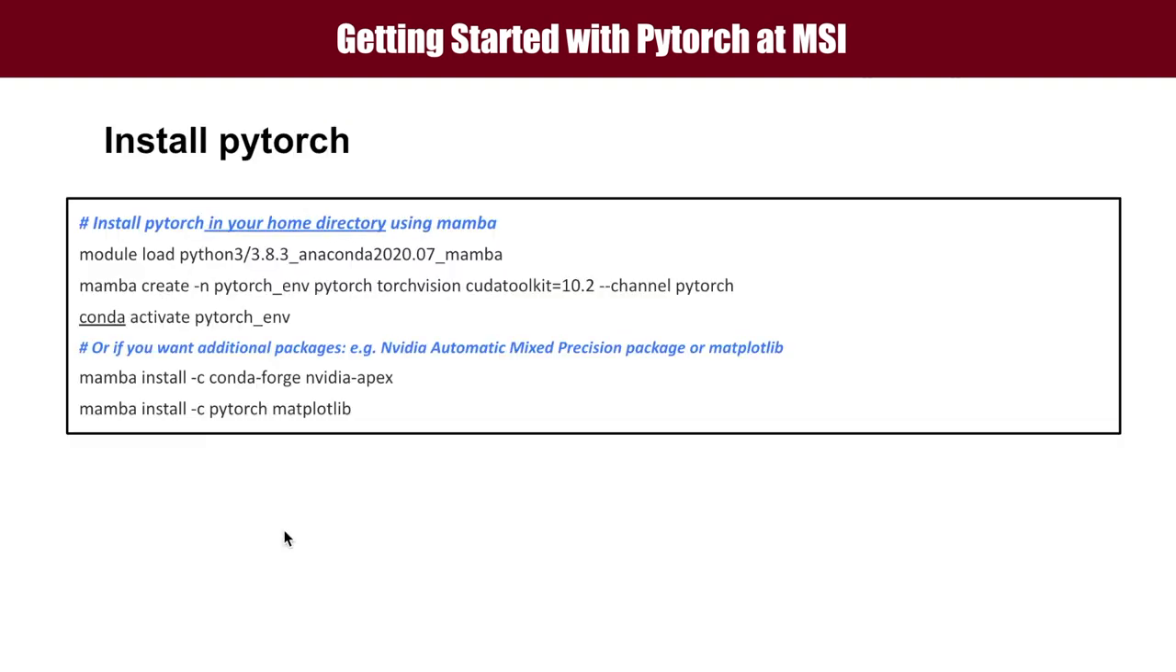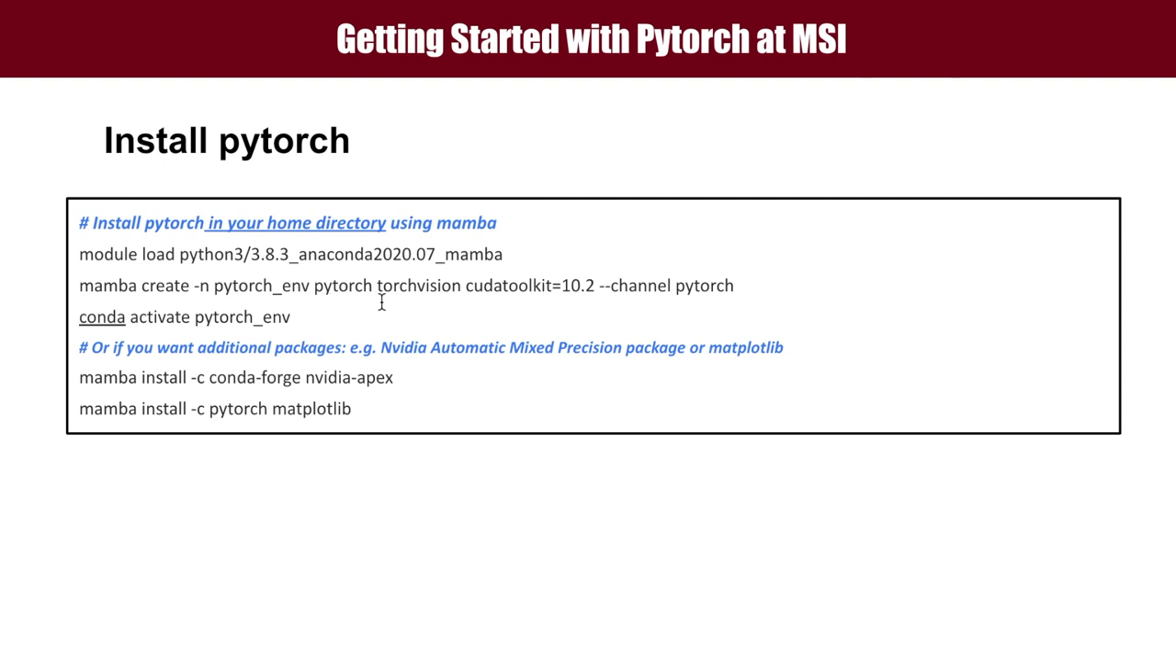Here, I put down some very simple commands that you can use to install PyTorch in your home directory. The first thing we'd like to do is to make sure that you load the Python 3 Mamba module. And after that, you can use Mamba to create a PyTorch environment, which is here. I'm giving it the name PyTorch_env.